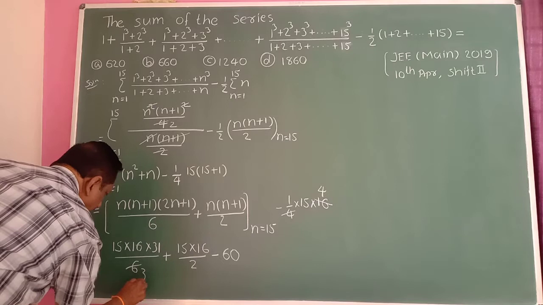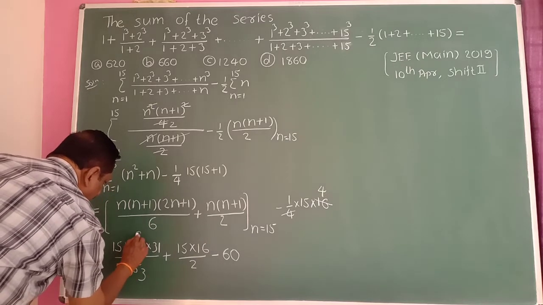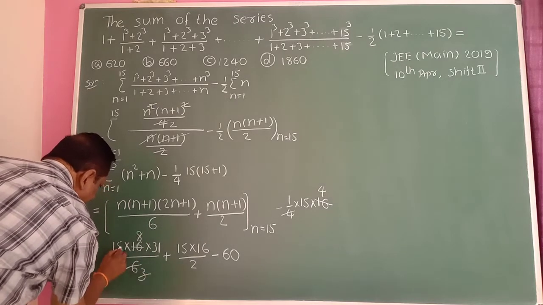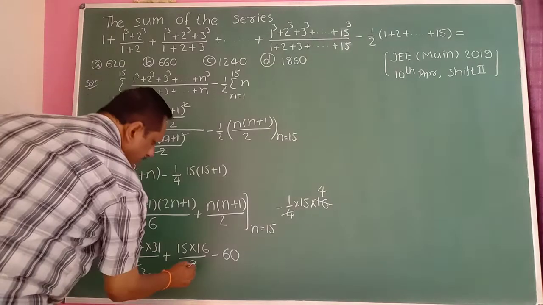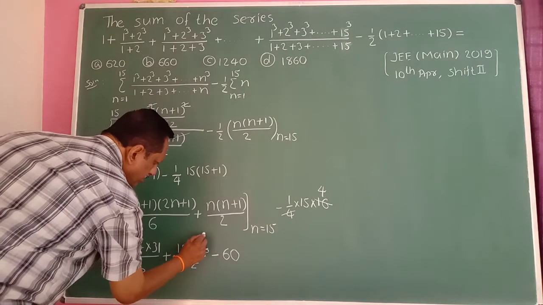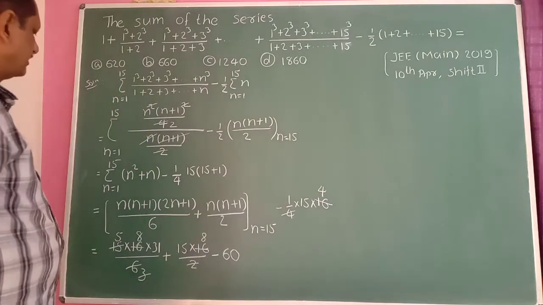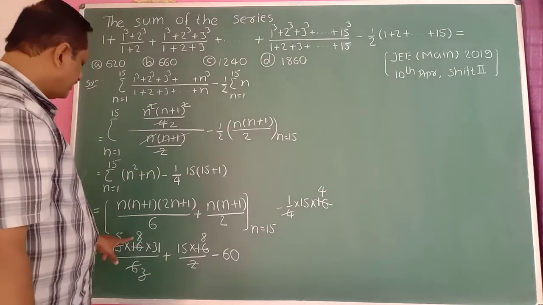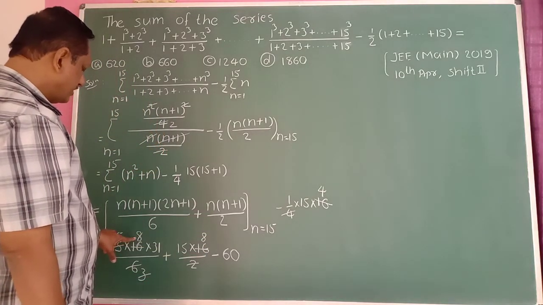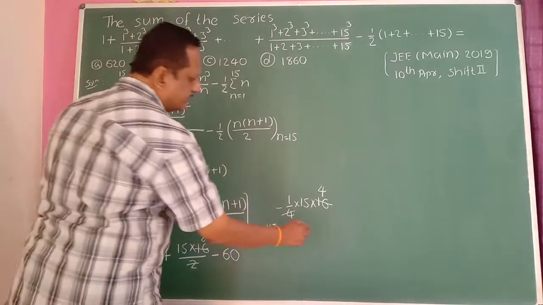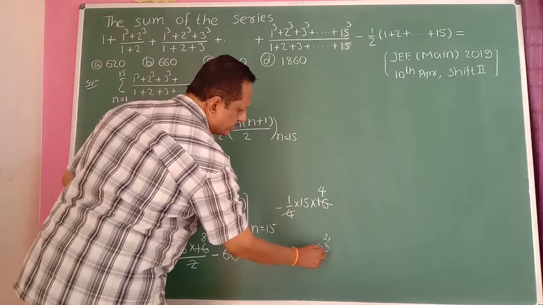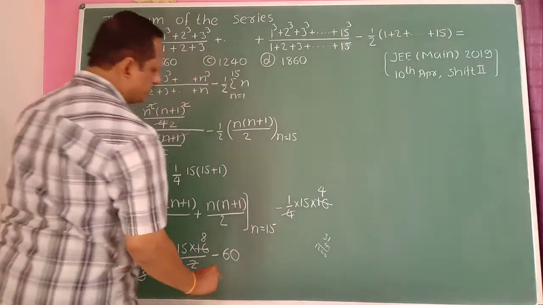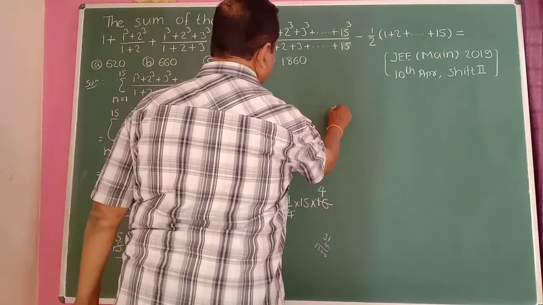2 3s are 6, 2 8s are 16. 3 1s are 3, 3 5s cancel. Then 2 1s are 2, 2 8s cancel here. Then 15 into 8 is 40, 40 into 31, 31 into 40 is 1240.